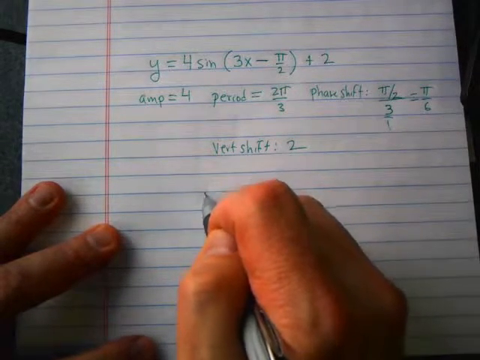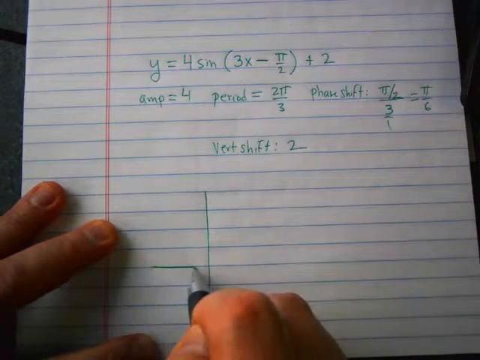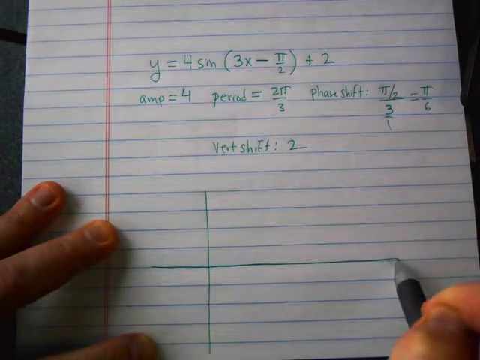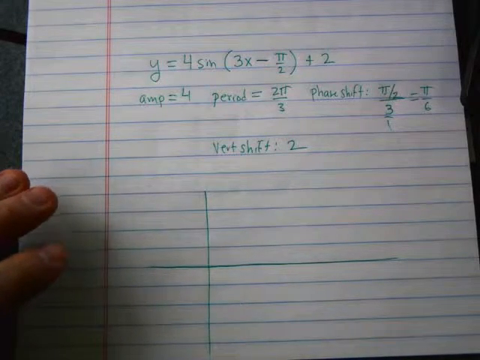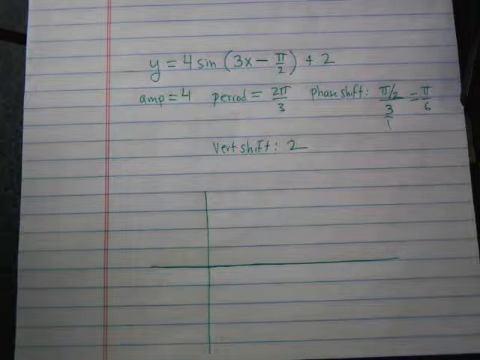Okay. Normally, if I were going to draw a sine wave, I would normally mark my first point as 0, 0. This time my first point is not 0, 0. What is my first point?